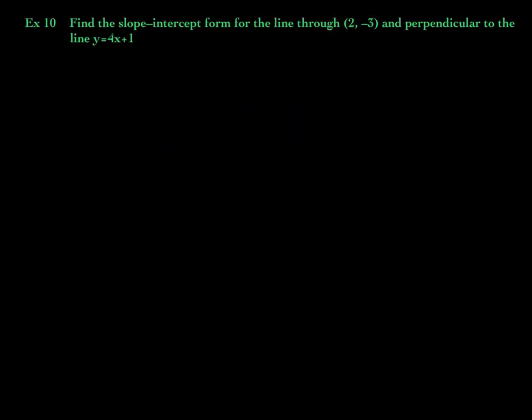Check this out. Example 10. Find the slope-intercept form for the line through 2, negative 3, and perpendicular to the line y equal to 4x plus 1. Now, do you remember perpendicular lines? Their slopes are opposite reciprocals. So if my line is perpendicular to this line, that means my slope is going to be the opposite reciprocal of this guy's slope. This guy's slope is 4. Therefore, my slope will be the opposite reciprocal of 4.